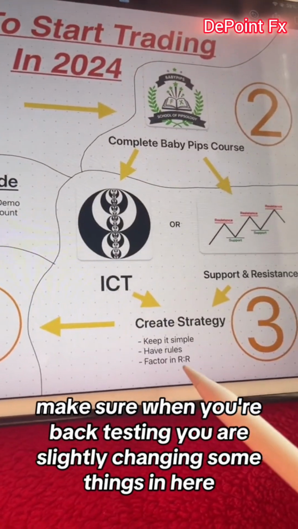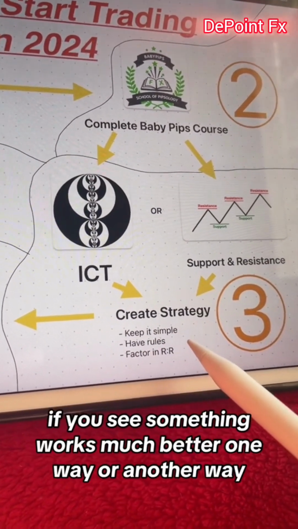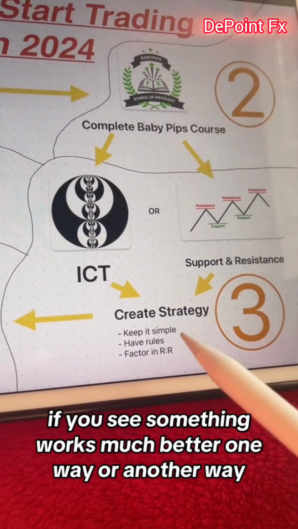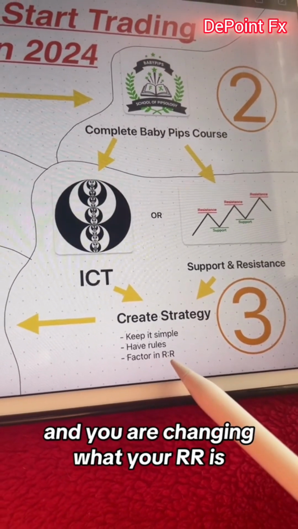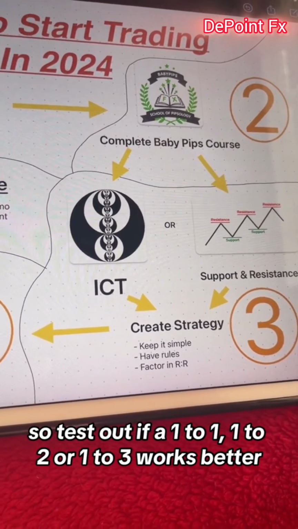Make sure when you're backtesting, you are slightly changing some things in here if you see something works much better one way or another way, and you are changing what your RR is. So test out if a 1 to 1, 1 to 2, or 1 to 3 works better.